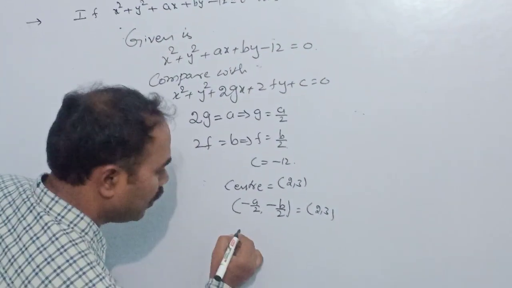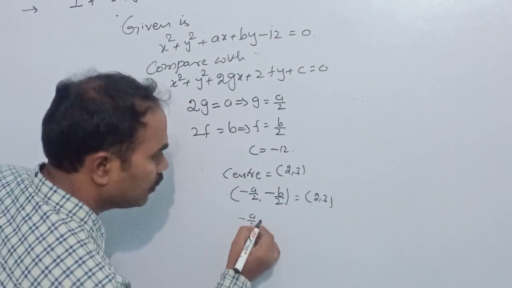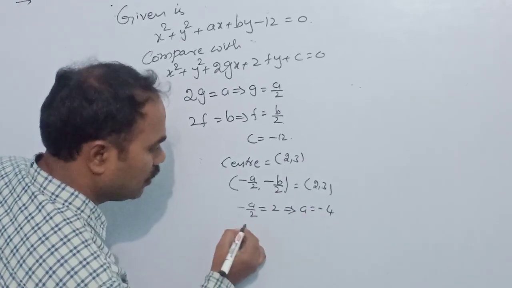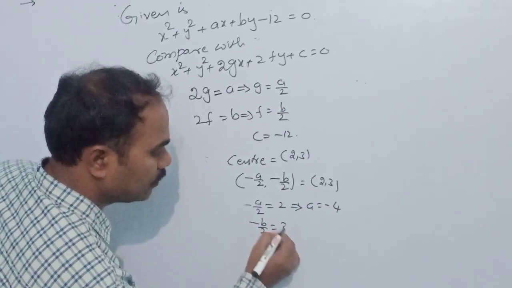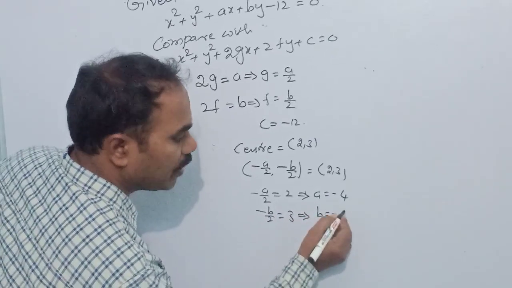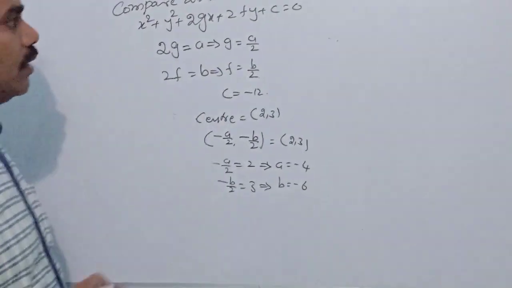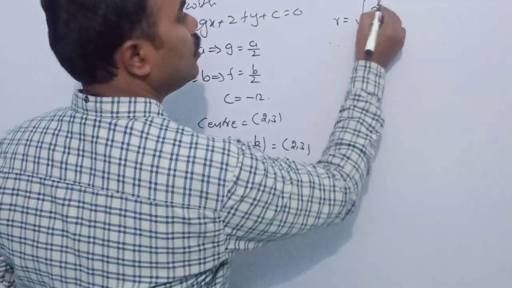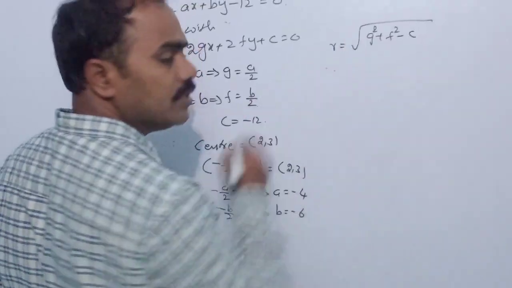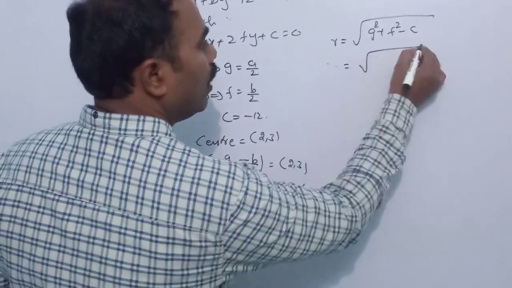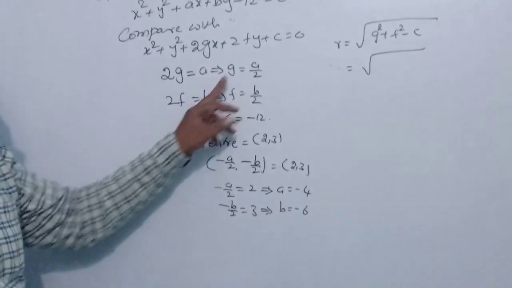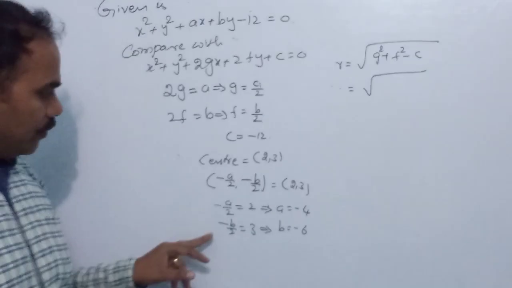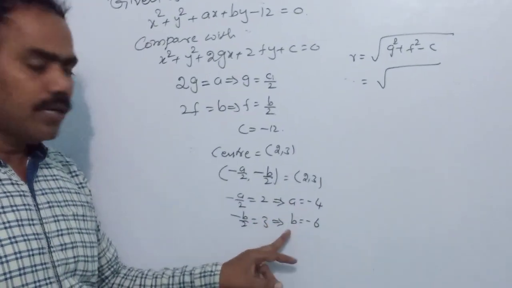Equating the x coordinates and y coordinates, we'll get a as -4 and b as -6, and the radius is root over g square plus f square minus c, where g is equal to a by 2. Already we have the a value and b value.